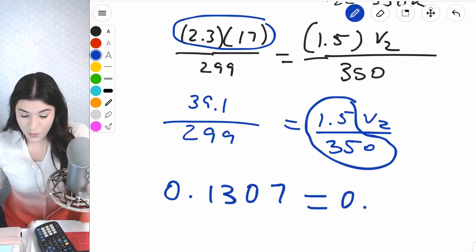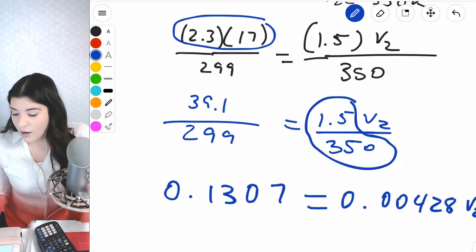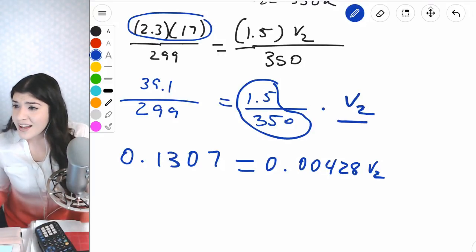That gives us 0.00428. And now this is V2. And I want you to think of this. The reason why it's just V2 is this essentially is being multiplied by V2, right? Or this is over 1 and so on.